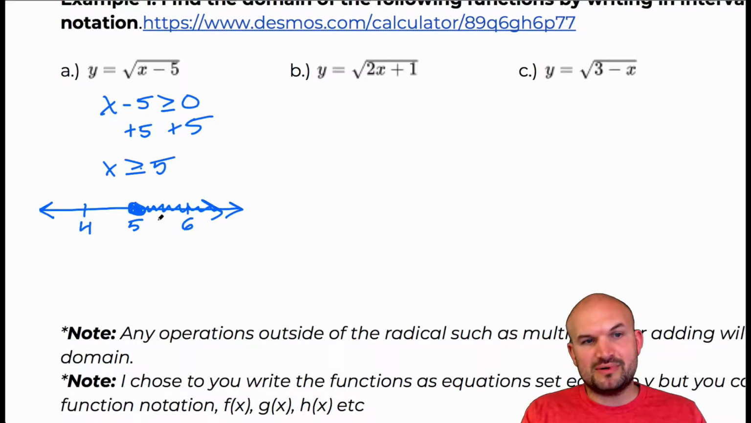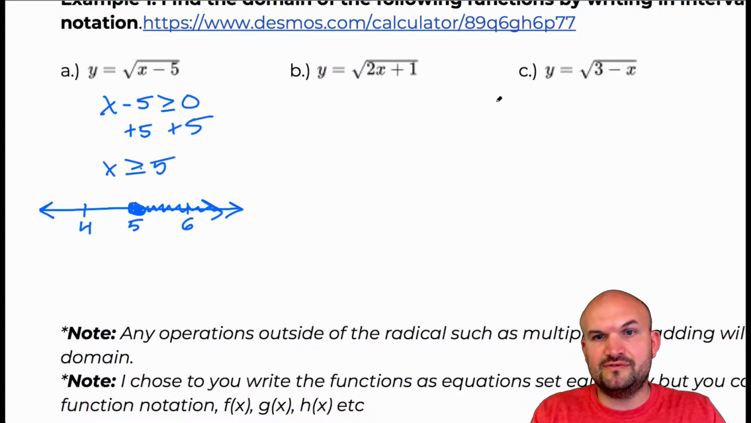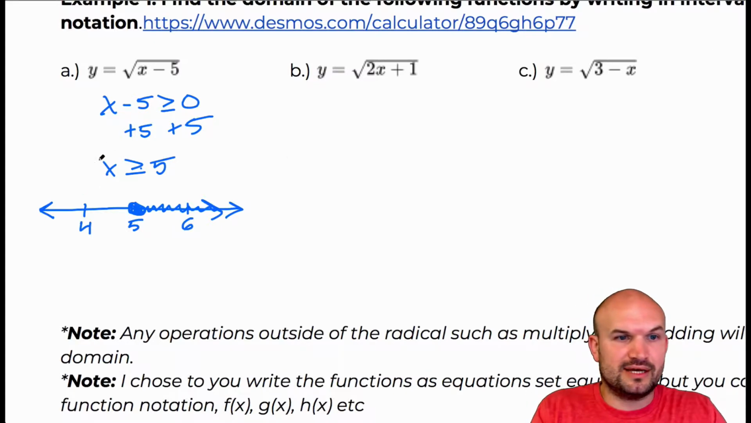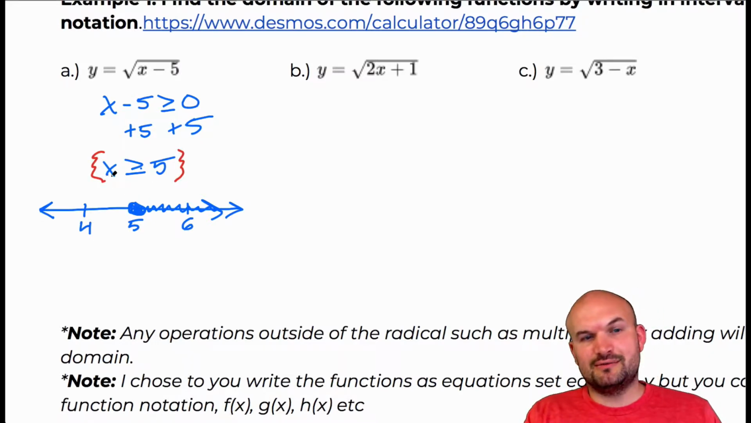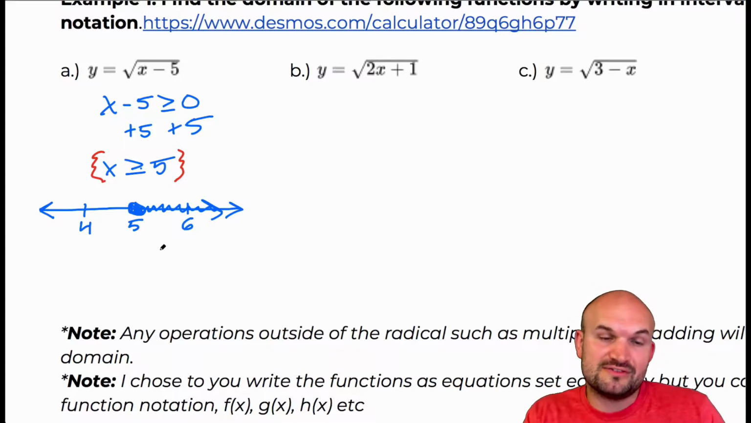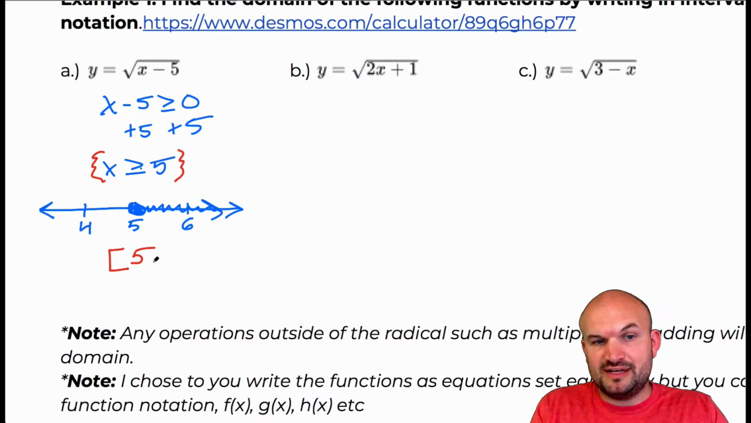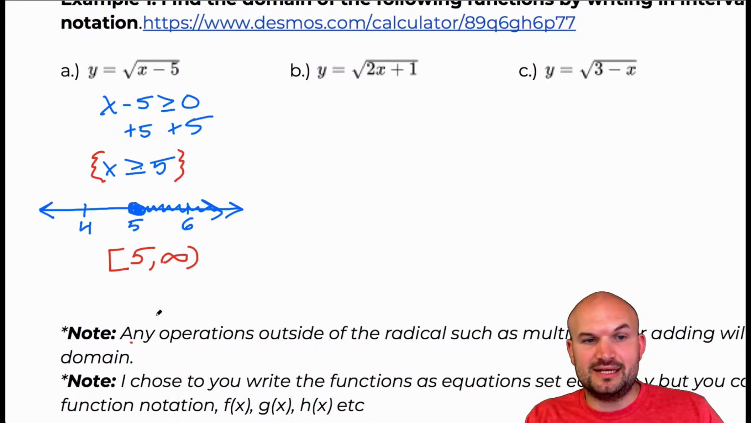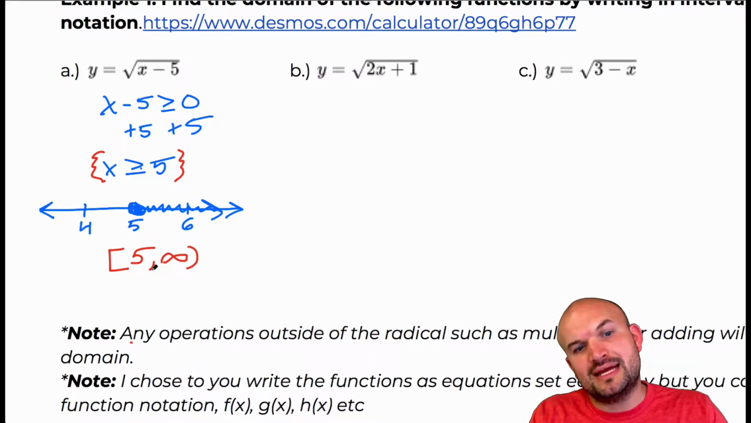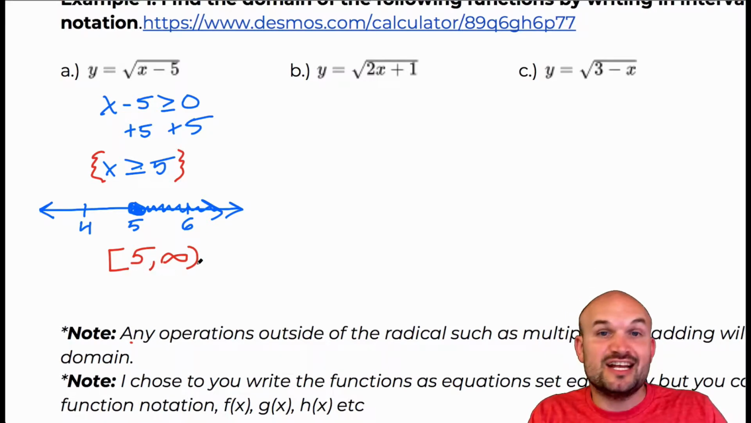Now, how can we represent that? Well, we could put this inside of a set. We could just say the domain is within the set, x is greater than or equal to 5. And as far as interval notation, what we could do is say, well, 5 is included. 5 is a part of the domain, so that's why we're going to use a bracket. And that's going to go all the way to infinity. And since infinity is not a number, we're just going to use the open parenthesis there. And that is a way to represent the domain in interval notation. And that's what I'm going to do for the rest of these: use this interval notation.